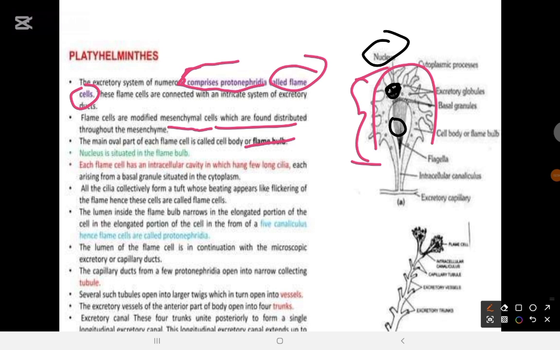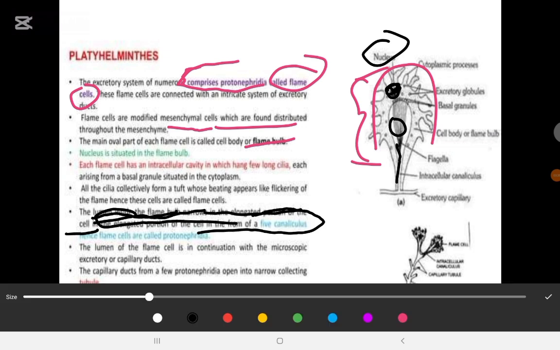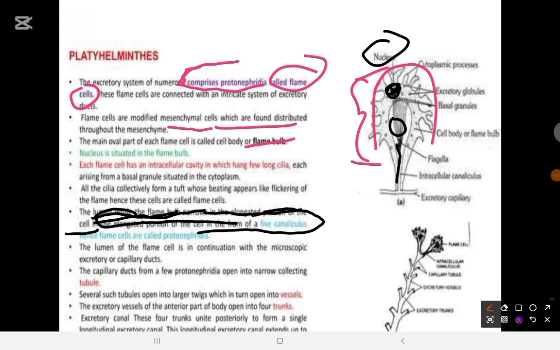The lumen inside the flame bulb narrows in the elongated portion of the cell in the form of a fine canaliculus. So this is a canaliculus. If you look at this place here, let me change the color again, you can see the canaliculus here.